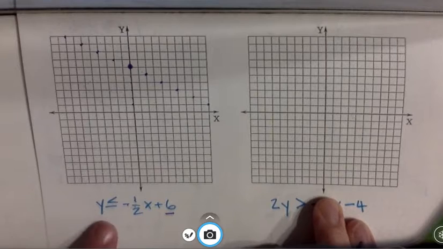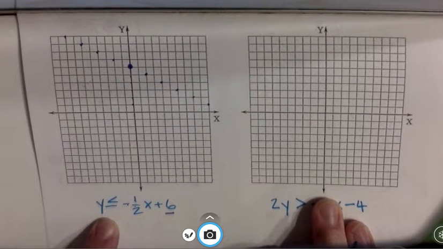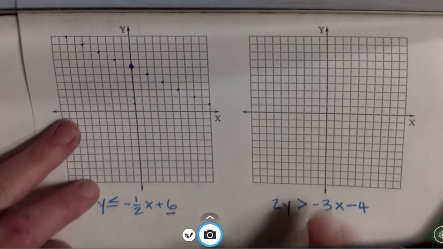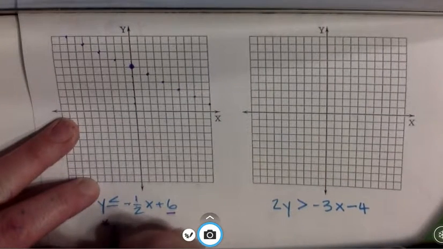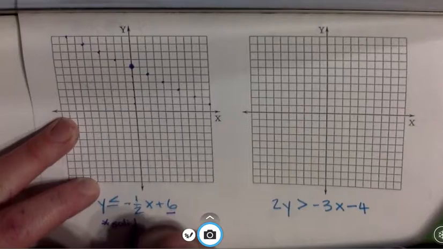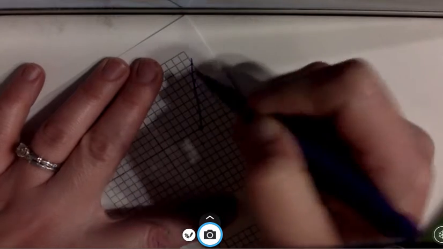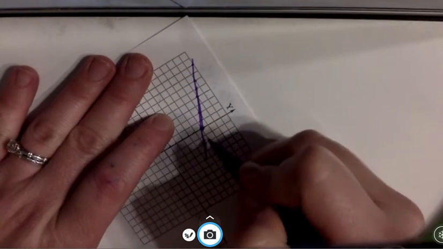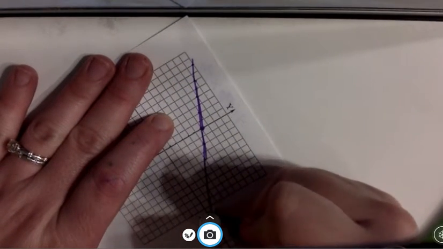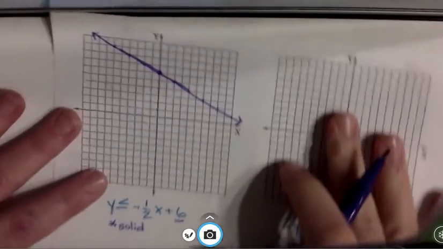Now I have to decide, is this going to be a dashed line or a solid line? This is going to be a solid line because we have the equal to. So I'm going to rotate this so I can draw the line, because I have to sort of rotate things to be able to draw them well.